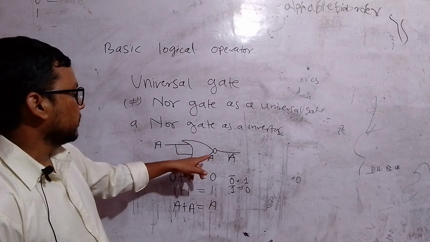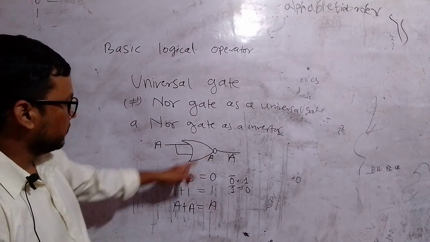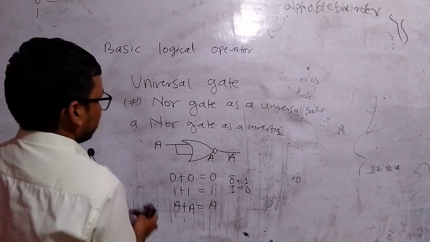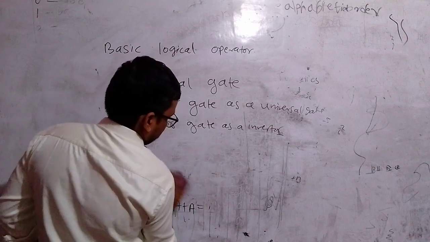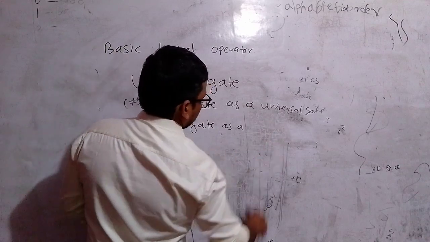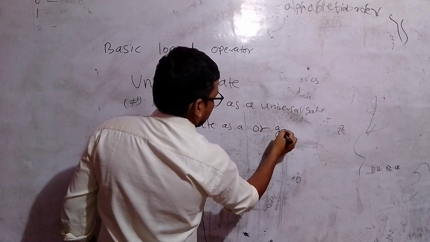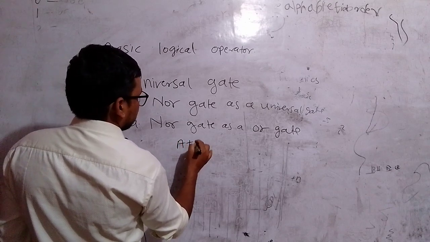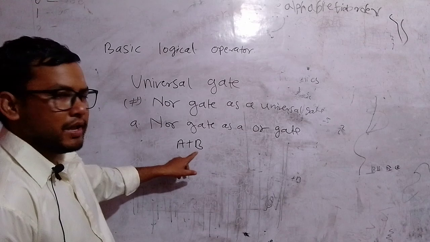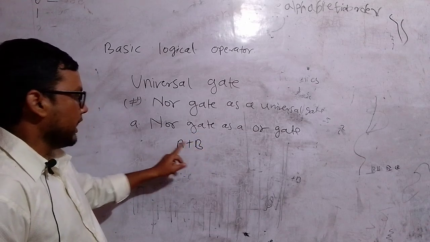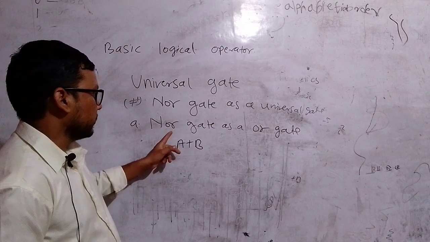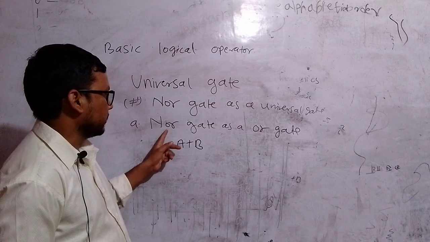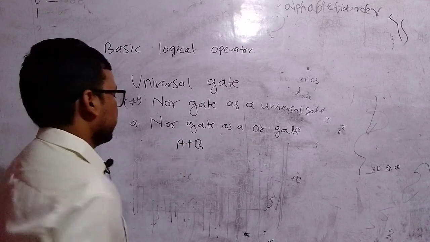To demonstrate the NOR gate as an inverter, we have used the NOR gate here. Now, our next step is to demonstrate the NOR gate as an OR gate. We need to produce A plus B for inputs A and B, by using the NOR gate.